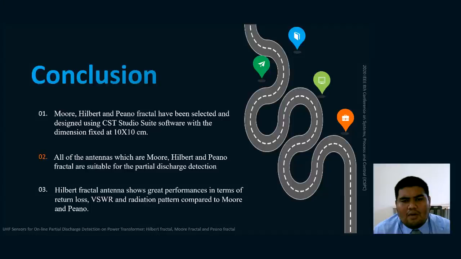Lastly, we came up with this conclusion. Several types of fractal curve antenna, which are Moore, Hilbert and Peano, have been selected and designed using CST Studio software with the dimension fixed at 10 by 10 cm. The results for all the antennas show that all of these antennas are suitable for partial discharge detection. However, the Hilbert Fractal antenna shows great performance in terms of return loss, VSWR, and radiation pattern compared to the Moore and Peano Fractal antennas.